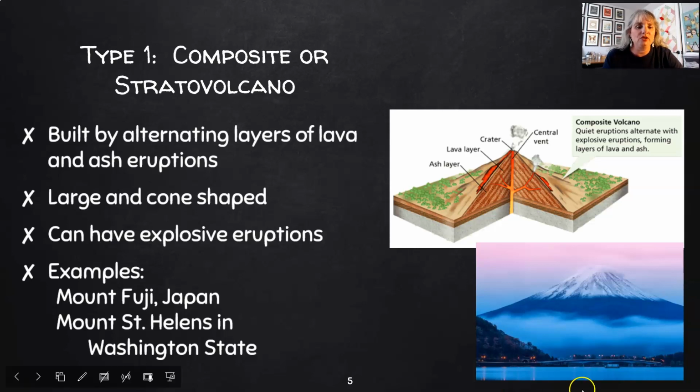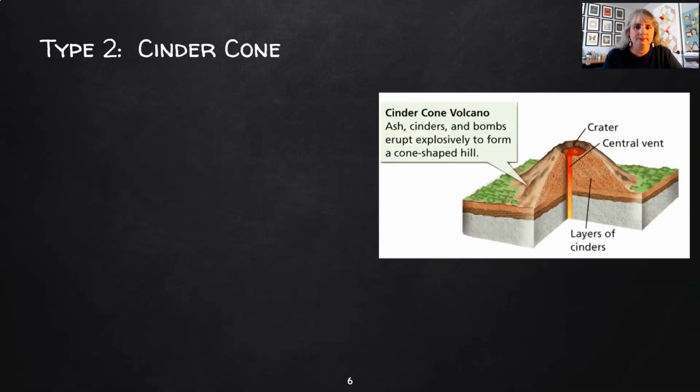We've got Mount Fuji, which is our photograph right here, in Japan. Mount St. Helens in Washington State in the United States, which had a pretty big eruption in 1980, is a composite or stratovolcano.